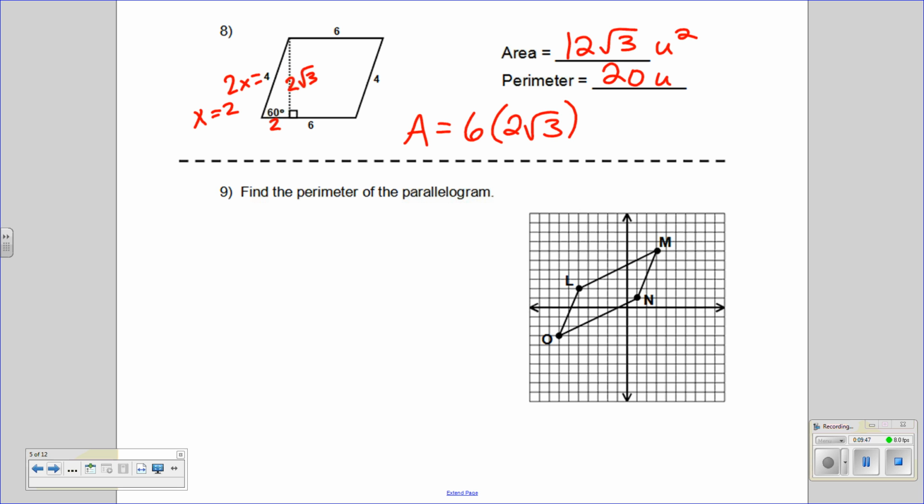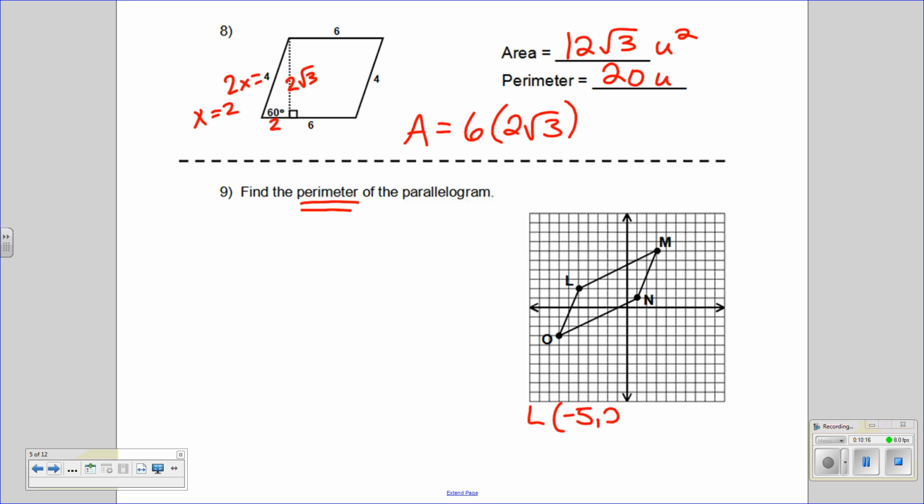Okay. All right, last problem says find the perimeter of this parallelogram. So I have a parallelogram on the coordinate plane. We could prove it's a parallelogram by showing the opposite sides are parallel. But if we want to find the perimeter, we need to know the lengths of the sides. And so what do we do to find lengths of sides in the coordinate plane? We need to do distance formula.